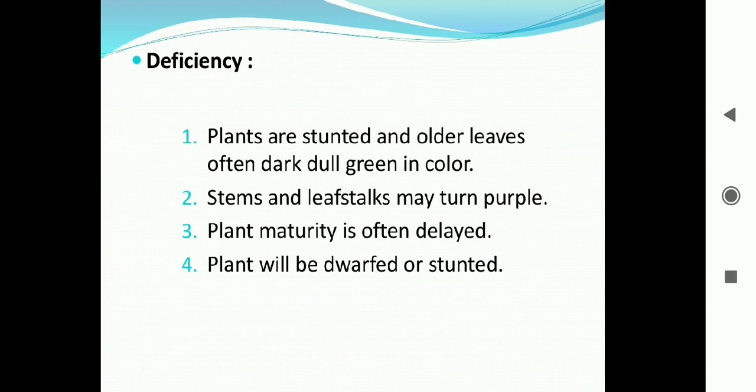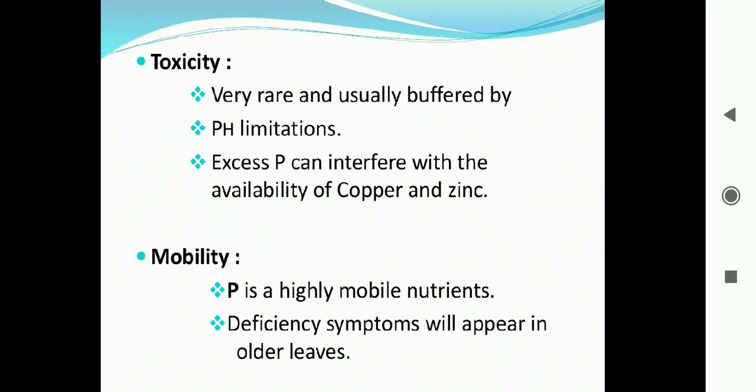Then what are the deficiency symptoms of phosphorus? Plants are stunted and older leaves are often dark, dull green in color. Stems and leaf stalks may turn purple, and plant maturity is often delayed because of phosphorus deficiency. The plant will be dwarfed and stunted. So these are some deficiency symptoms.